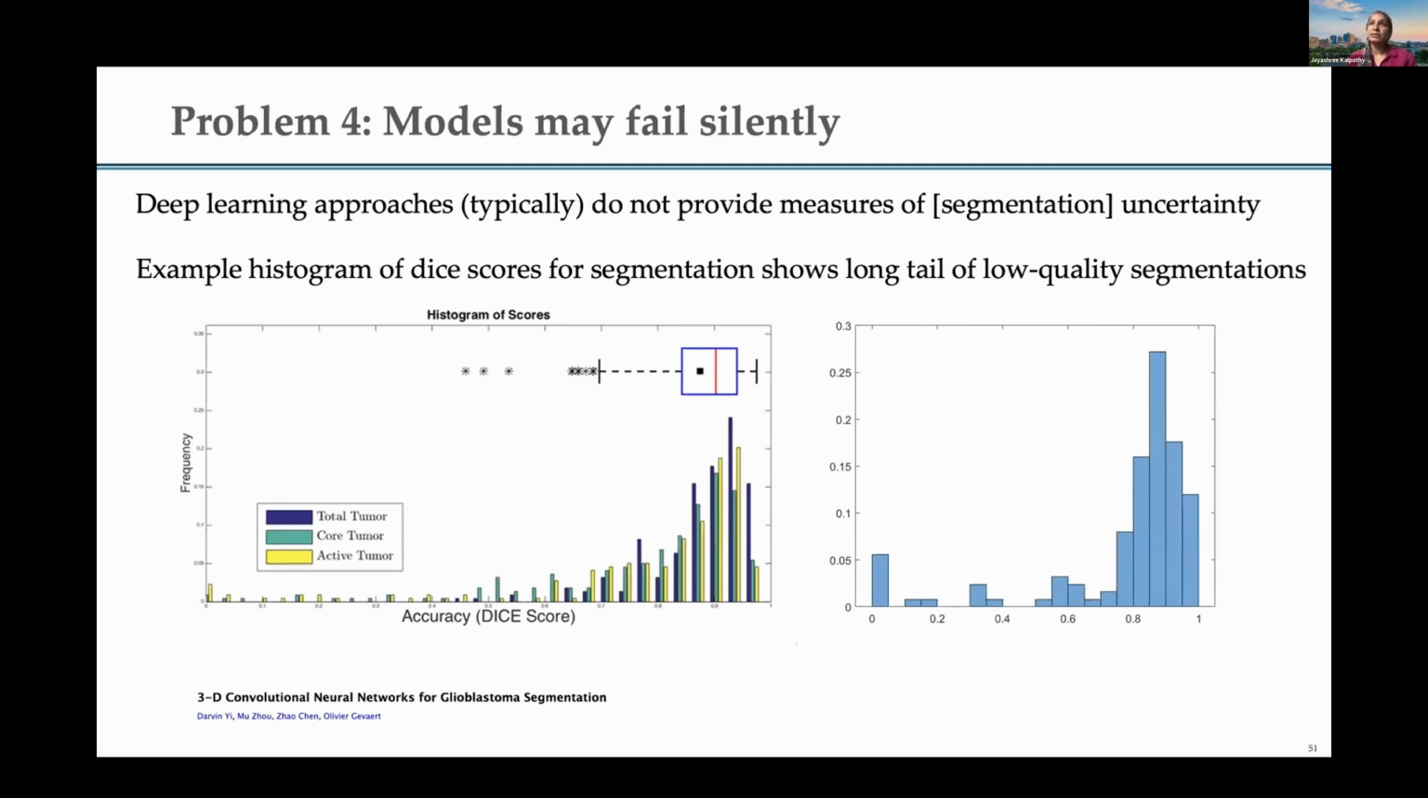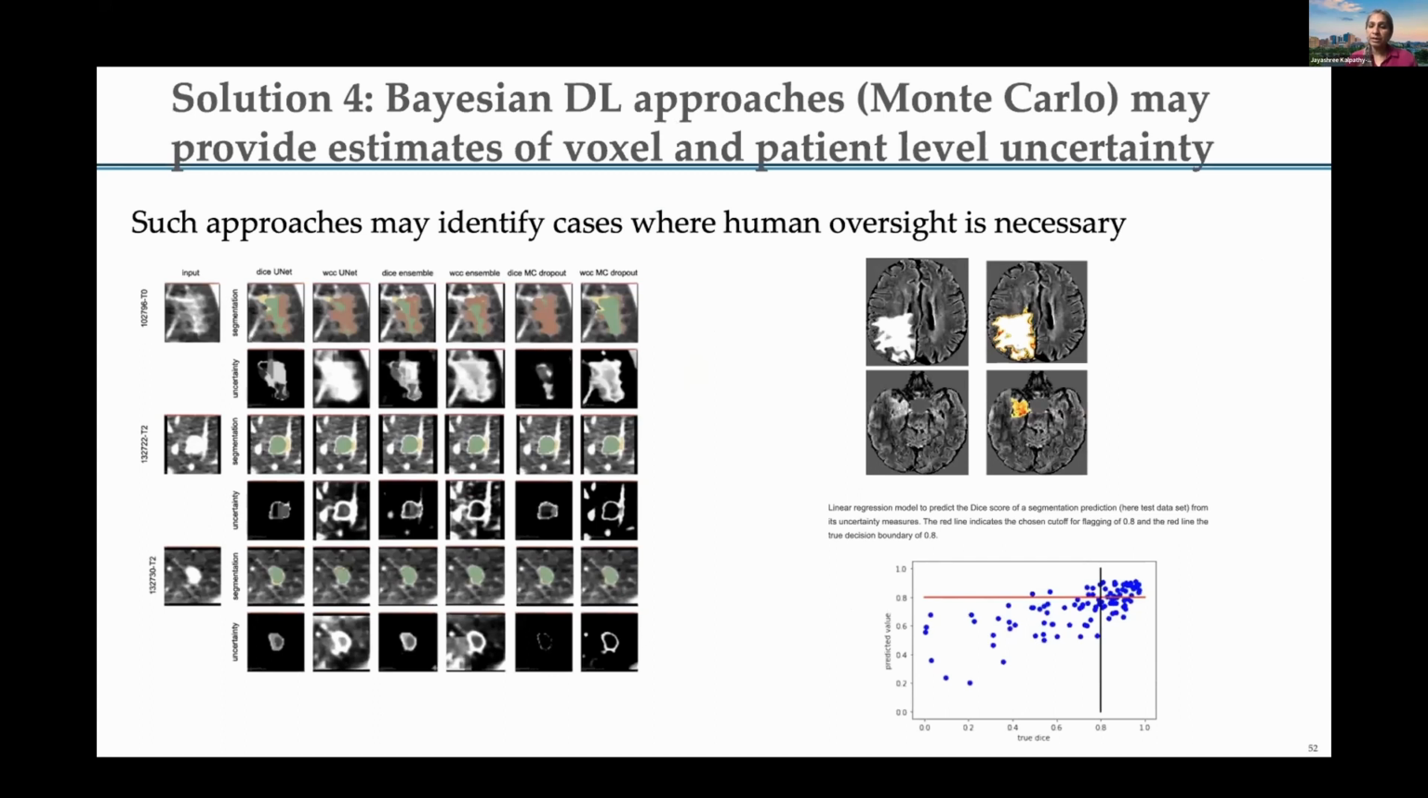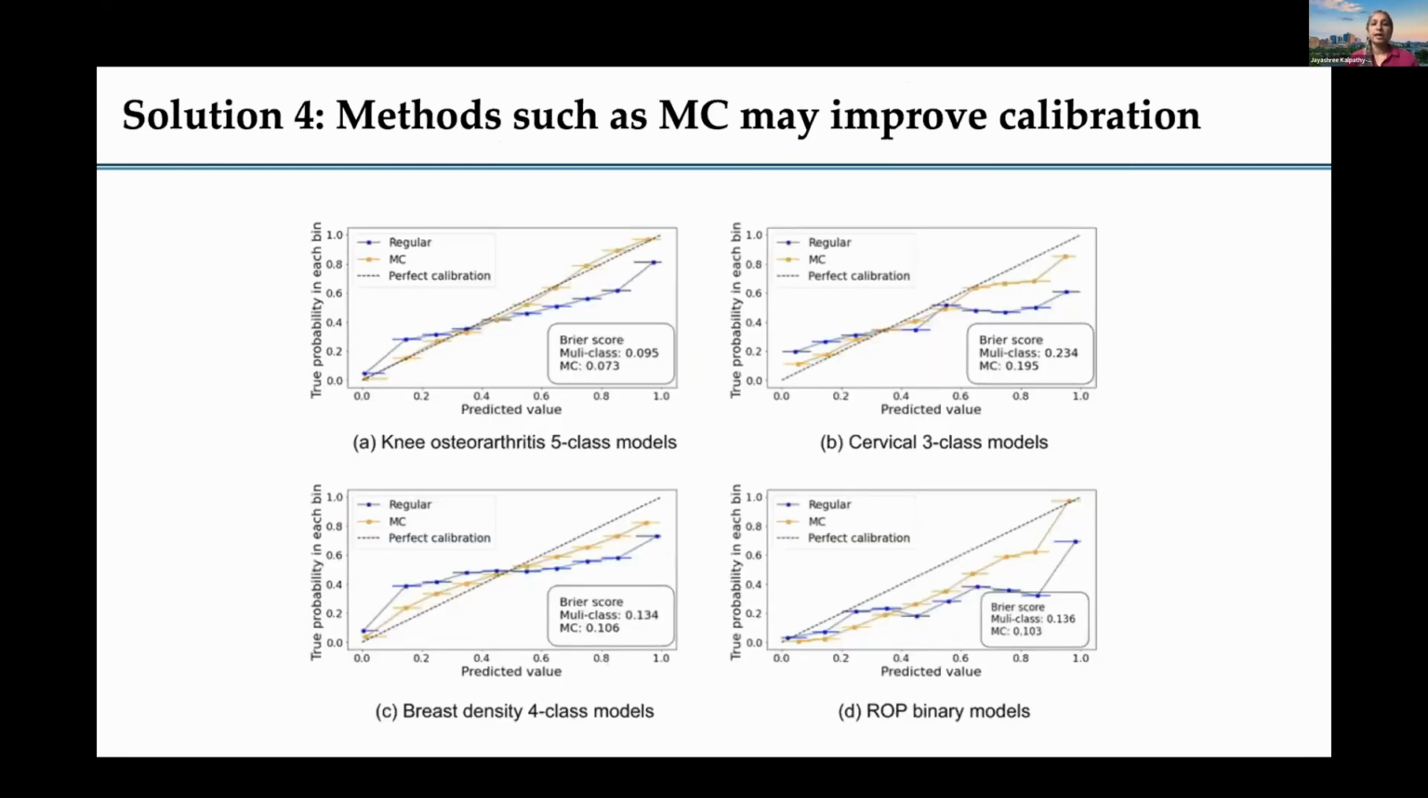So trying to come up with ways of establishing the uncertainty, when the model is more doubtful, for it to say, I'm not going to say anything here, might be better than it being confidently wrong, which is often something that we see. So again, Monte Carlo type approaches or other approaches allow you to identify the cases potentially where human oversight may be necessary, or at least you should be very careful about using the output of the algorithm. They can also improve calibration.